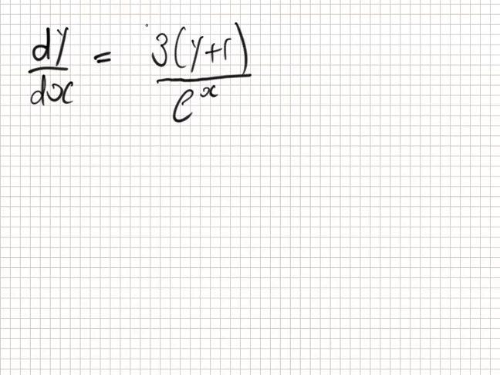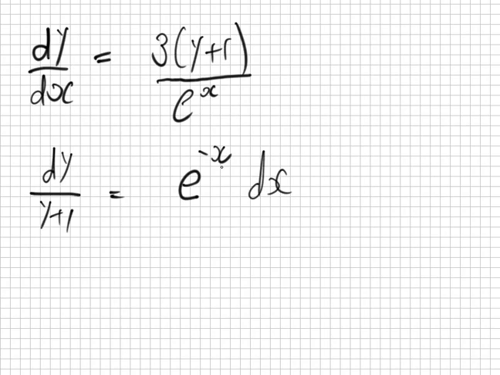Alright, okay. The left side is the y side, and the right side is the x side. So I need to bring the y plus 1 down to the left, and I need to bring the dx to the right. I do not like the e to the x in the denominator. I shall put it in the numerator as a minus x power. Integrating both sides. The left is a formula in the formula book. It is log y plus 1.